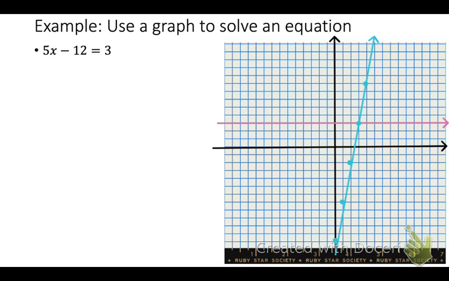Okay, so my solution is what? 3, 3. And remember, a solution gets written like this. Now, I will tell you that on the IXL, sometimes it just asks for the X. So the answer would be X equals what? 3. But the point is what? 3, 3. The reason why this one wouldn't always ask for a point is that it already tells you what the Y is. Yes. Are you good? Okay.